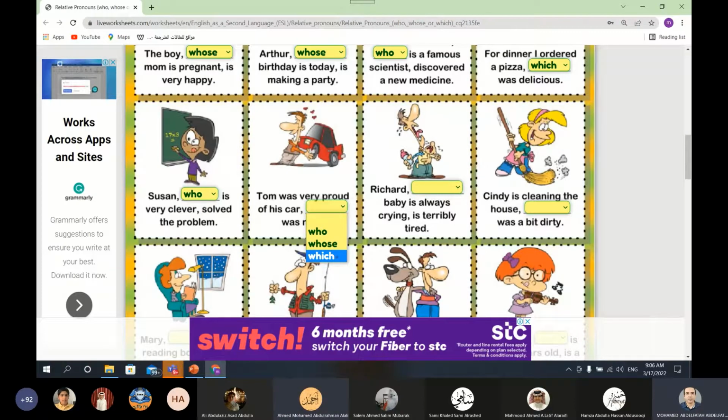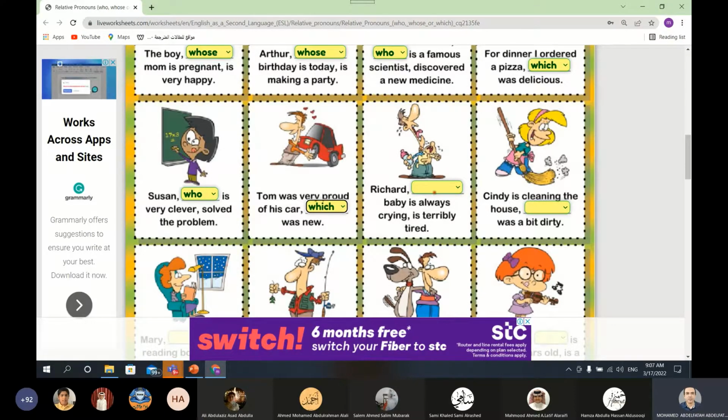Which. Anyway, if you are confused about your answer, use who and read and see if it makes sense or no. Let's read it. Tom, who was very proud of his car, who was new? No, it doesn't make sense. Who was new? No. So let's try which. Tom was very proud of his car, which was new. Yeah, it makes sense. Now the sentence is meaningful. It's correct.